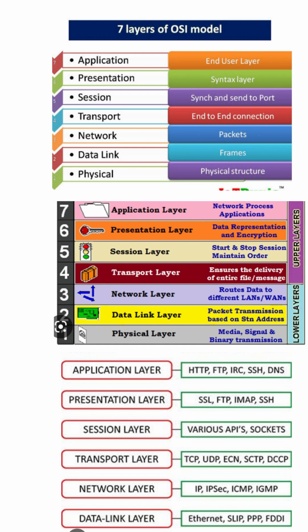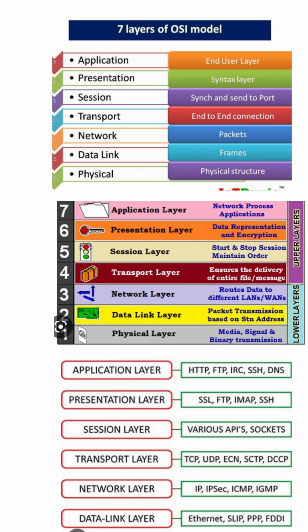The transport layer's main responsibility is to ensure the delivery of the entire file or message or data to the receiver. The session layer will have a start and stop session, maintaining a perfect order, maintaining a perfect synchronization of the data between the source and the destination. The presentation layer's main responsibility is encryption and the data representation, and the application layer will have the network process applications.